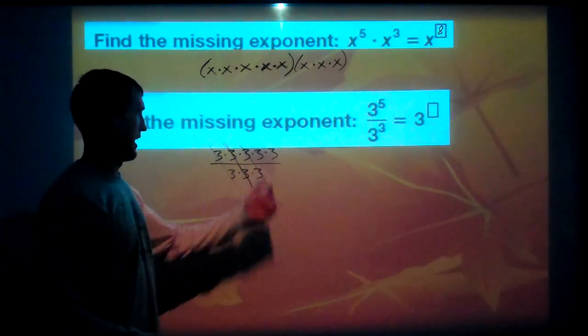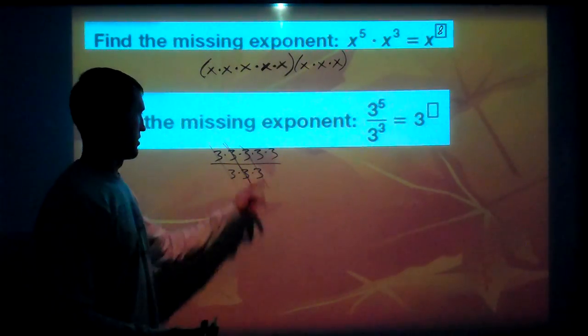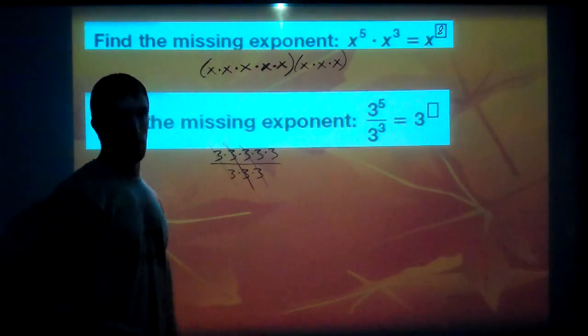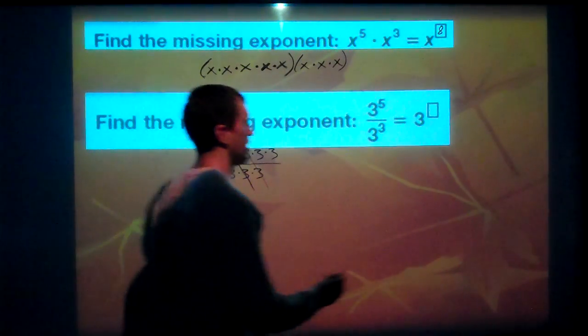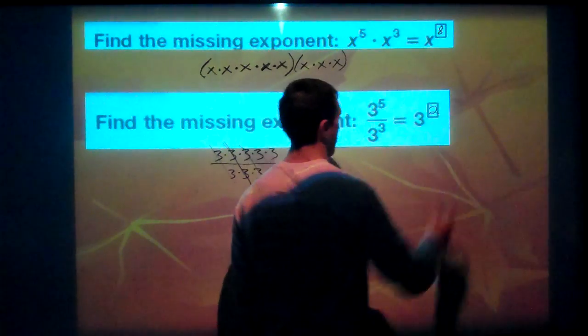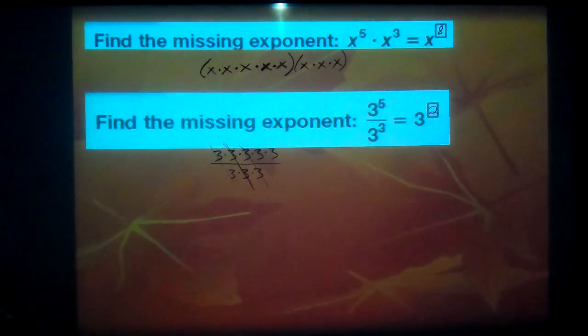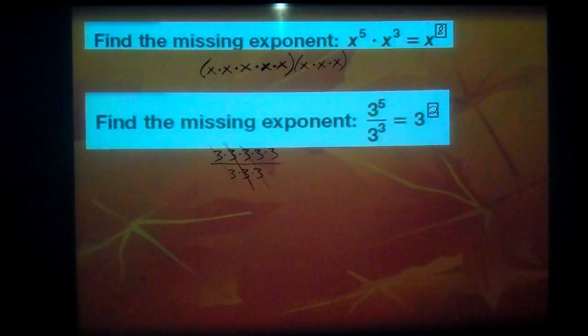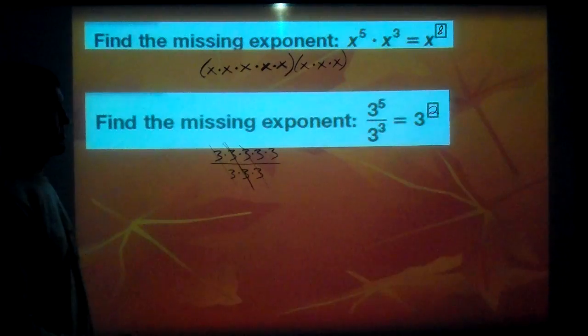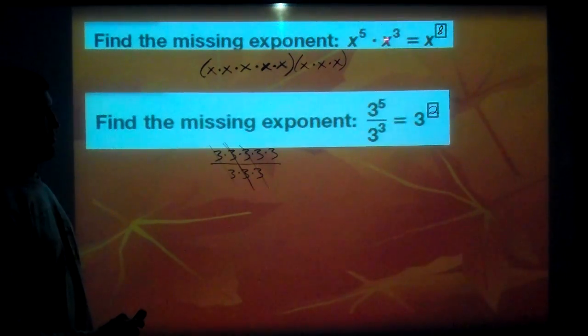3 times 3 is 9. But what we really have here is 3 to the 2nd power. There are 2 3's left. 3 times 3 is 3 to the 2nd. Now let's take a look at maybe the shortcut that we used for this one. It looks like 5 minus 3 is 2. So maybe that's one of our shortcuts. Up here, when we multiplied, we had the same base, x and x. When we multiplied 2 things that have the same base, we could add our exponents. 5 plus 3 gives us 8.